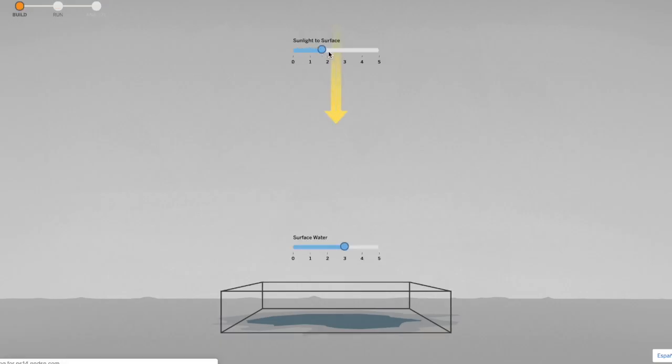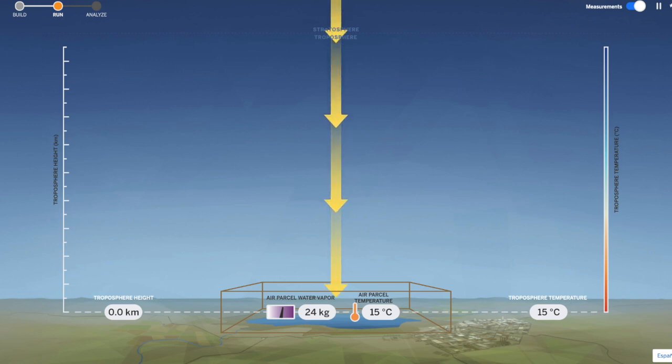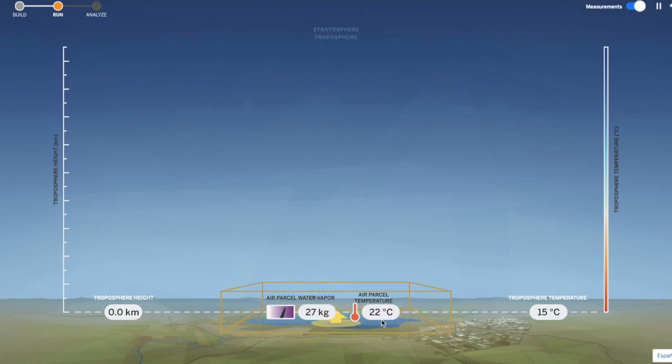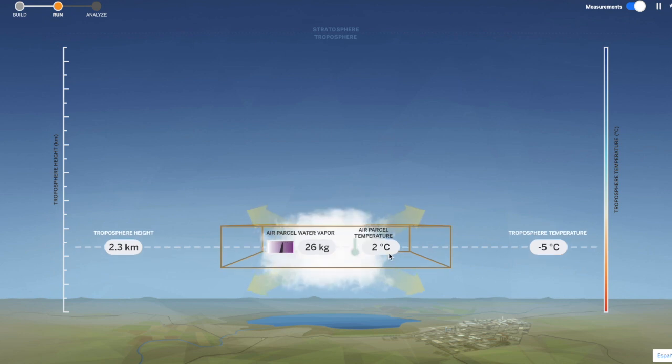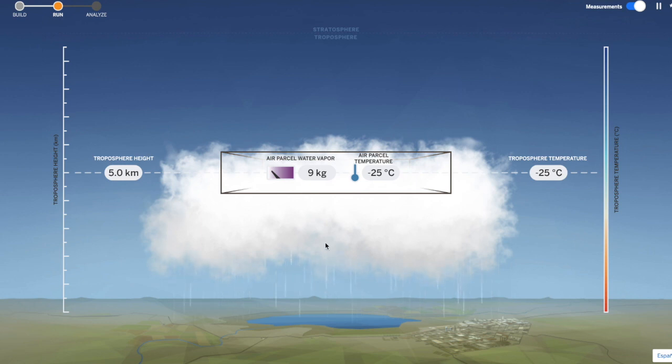So I'm going to increase to 2 and see if that changes how our weather would react. As the sunlight is hitting, we can see that it's rising above, and it maxes out right at 25 degrees Celsius. Then it rises up to 5 kilometers. So at level 2, it goes to 5 kilometers, and it warmed to 25 degrees.